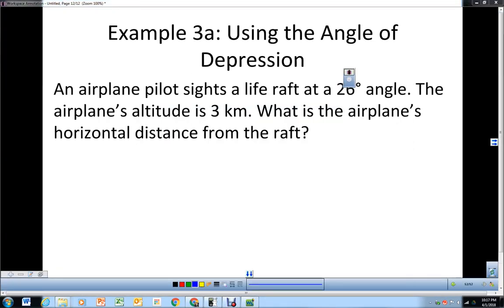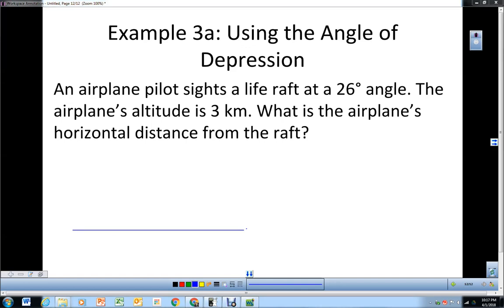An airplane pilot sights a raft at a 26-degree angle. The airplane's altitude is 3 kilometers. What is the airplane's total distance from the raft? So once again, we don't have a picture, we need to draw a picture. These don't have to be very detailed, just set up your right triangle.